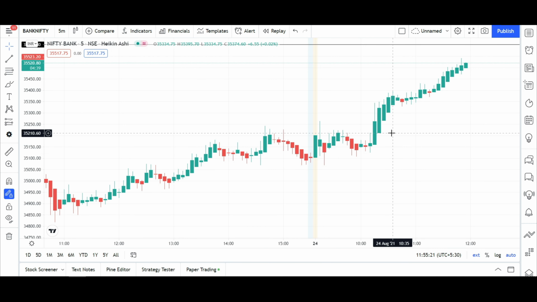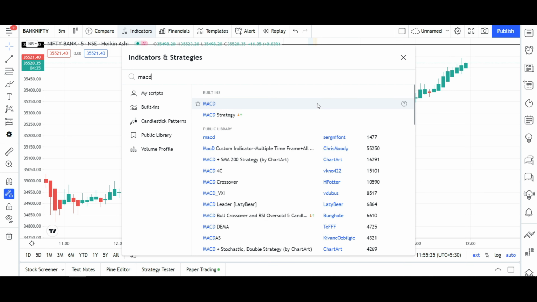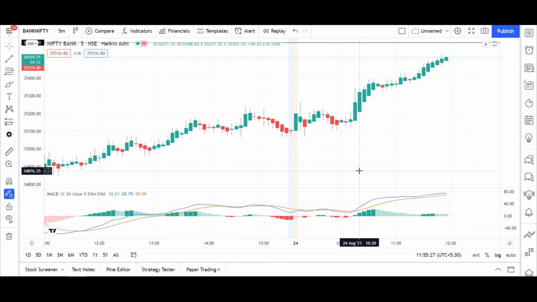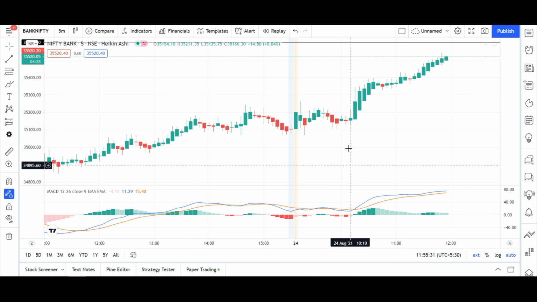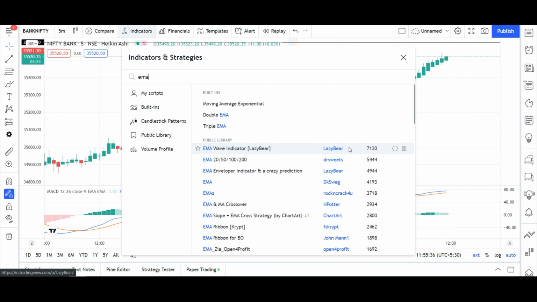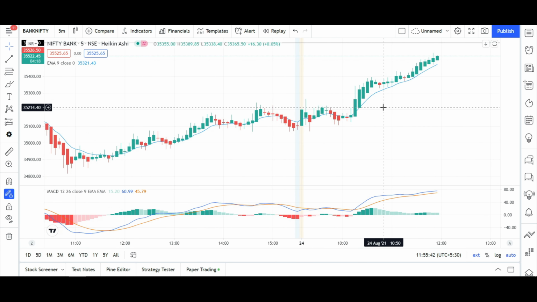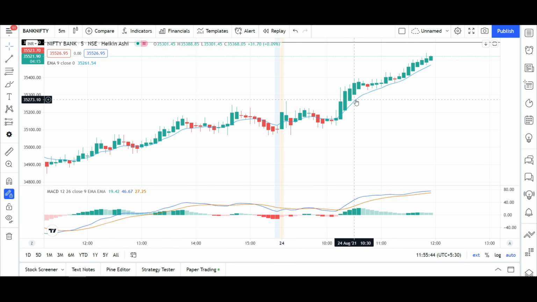Second, what we need is the MACD, the moving average convergence and divergence. Again, I have made a video on this. You can check it out on my channel. And third, what we need is the EMA, the exponential moving average. Basically the EMA is just the exponential moving average of the stock. I've also made a video on this. You can check it out too.